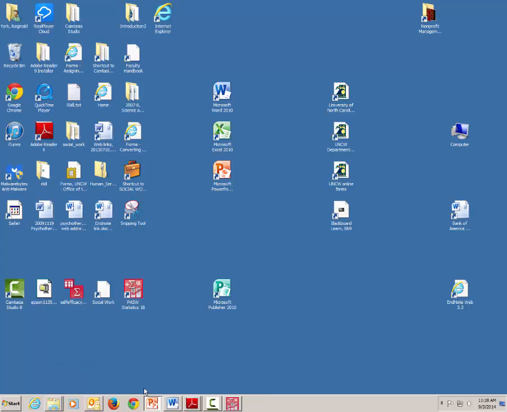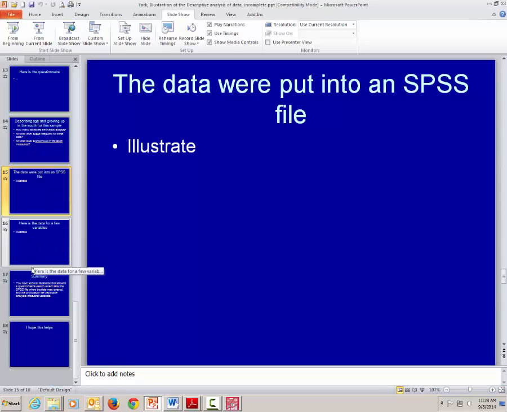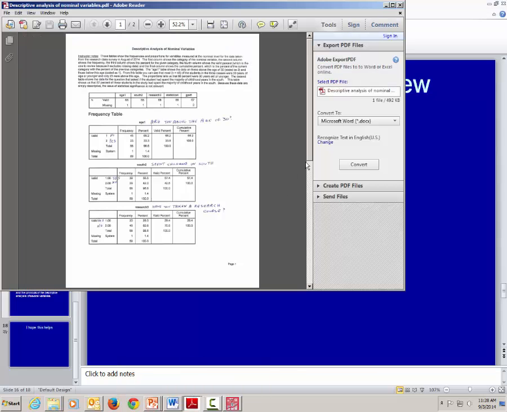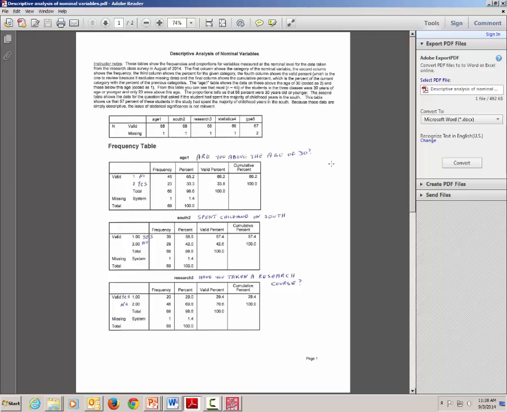Okay, back to the printout. Let's look at some of the data from the descriptive analysis of nominal variables. When I asked for a descriptive analysis or the frequency for several nominal variables, this is what the printout looked like. You can see here the first one is age, and I just wrote in the question there for your convenience. Are you above the age of 30? 2 said yes, 1 was no.